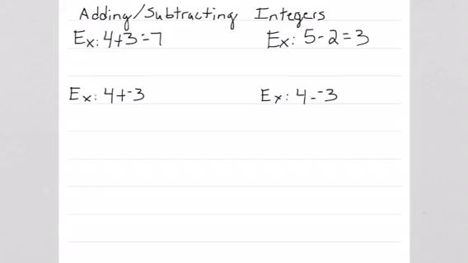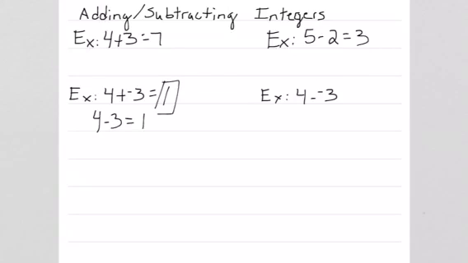Alright, so here I have two more examples. The first one is we have 4 plus a -3. And so here we're adding a negative number to our positive number, and when we do that, it really turns out to be a subtraction problem. So this really could be written as 4 minus 3, which is just 1. So 4 plus -3 is just equal to 1.